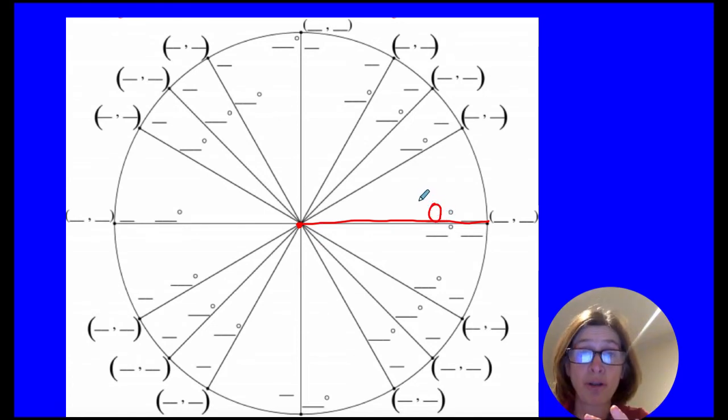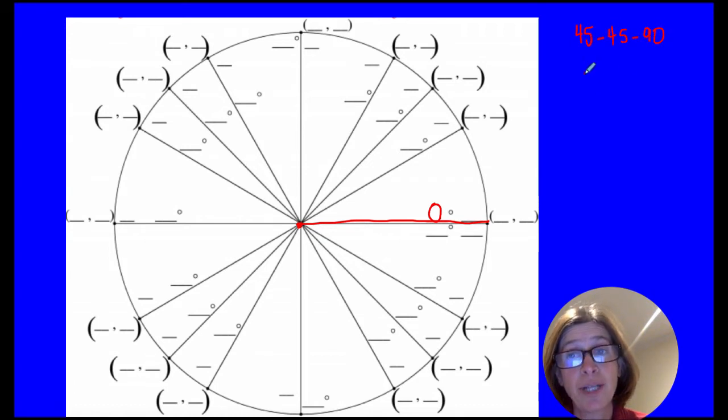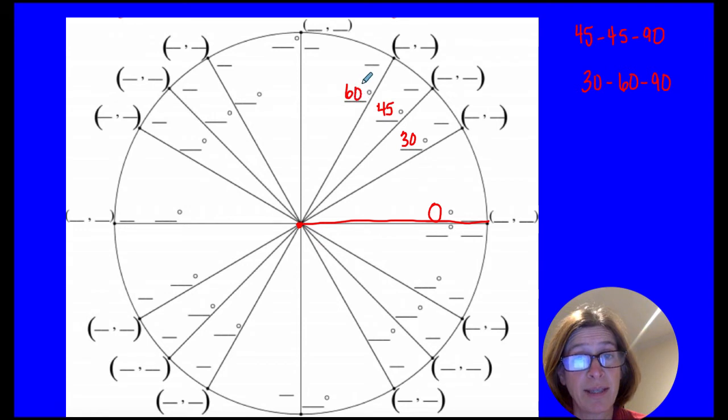The unit circle, these values relate to the two special right triangles, a 45, 45, 90 triangle and a 30, 60, 90 triangle. So the angle measures we're really going to be paying attention to are going to be 30 degrees, the first one, 45 degrees, the second one, and 60 degrees, the last one.